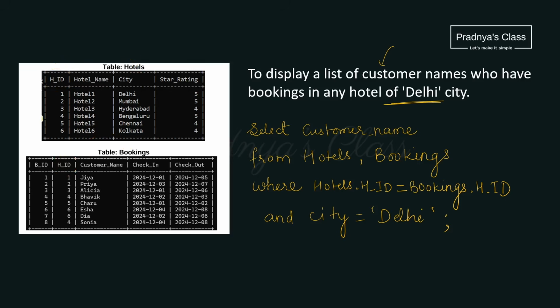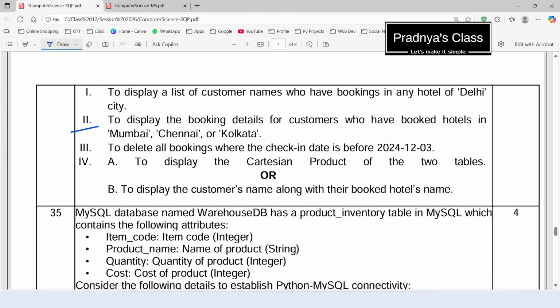What will be the output? You can guess it. Will we get the correct output from this query? Let's find out. Check out the common rows. There are a lot of common rows, but the city should be Delhi. I could see there is only one HID which is common with the city Delhi, and the customer name for it is Jia.